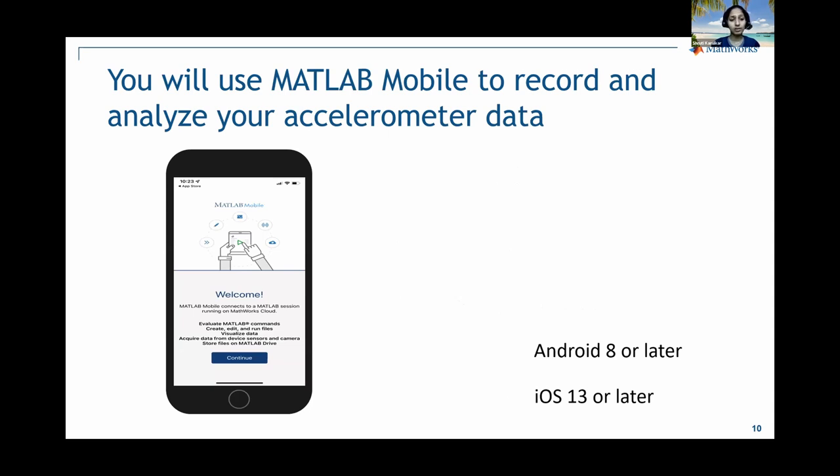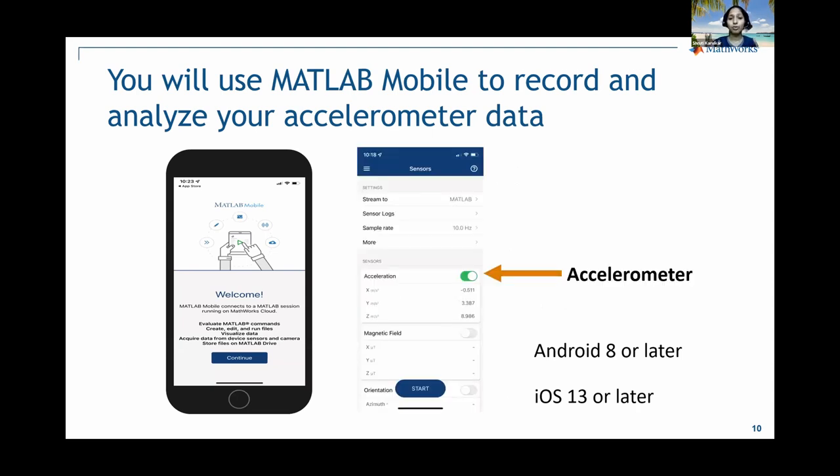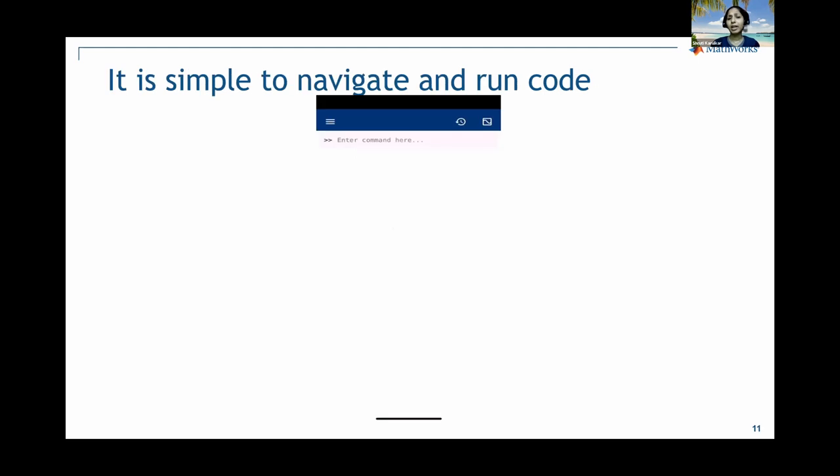This is an app that is available on both Android and iOS, on versions that you can see on the screen. Once you go to the sensor stage, you should be able to locate the accelerometer sensor. We are going to turn that on because we want to collect data from this sensor. Now, MATLAB Mobile is an easy app to navigate. We are going to see a short video that will help us walk through this app. So let me play this video.